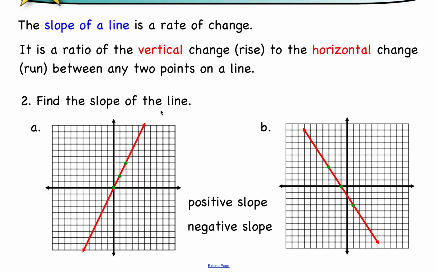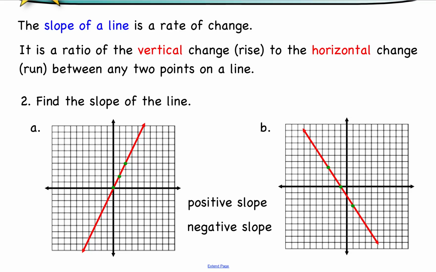So here are some examples. Find the slope of the line. In example A right here, I have some green dots on the line. And to find the slope of that line, all we want to do is write the vertical change divided by the horizontal change. So the vertical change, I go up 2, so it's plus 2, divided by, and then I could go to the right one.